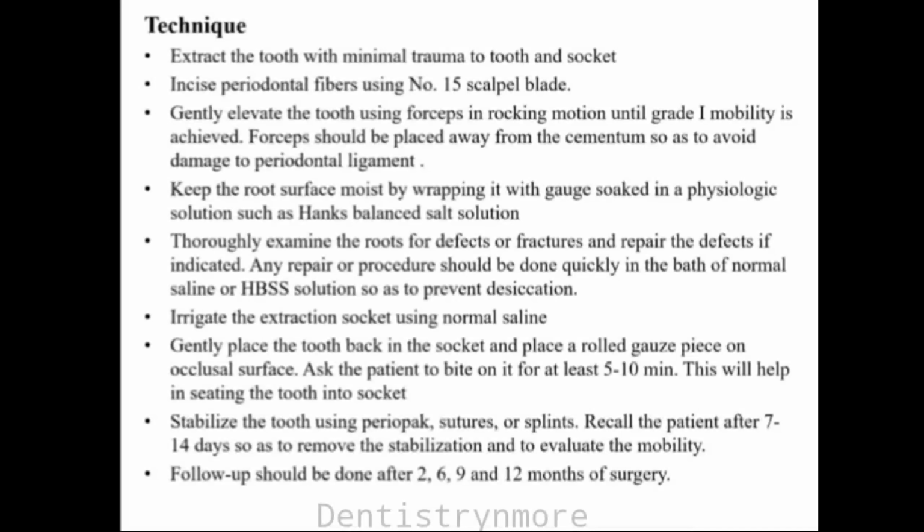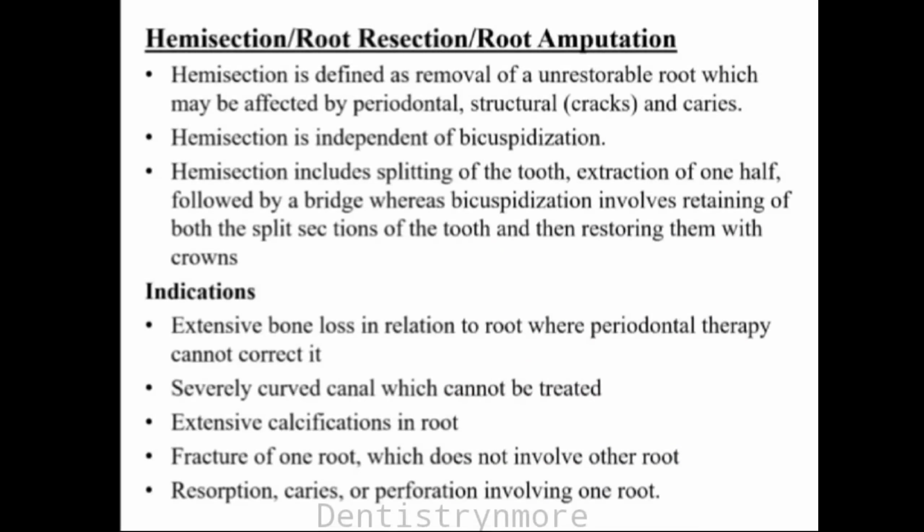And next one is the technique. Now we are moving to the hemisection or root section or root amputation. It is defined as removal of any unrestorable root which may be affected by periodontal structural problems, cracks or caries. Hemisection is independent of bicuspidization. It includes splitting of the tooth and extraction of one half, followed by a bridge, whereas bicuspidization involves retaining both the split sections of the tooth and restoring with a crown.